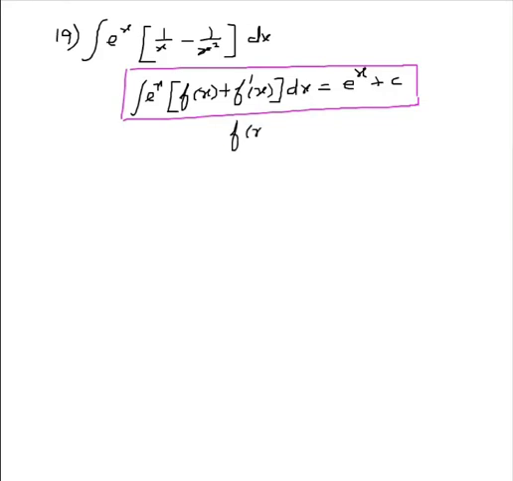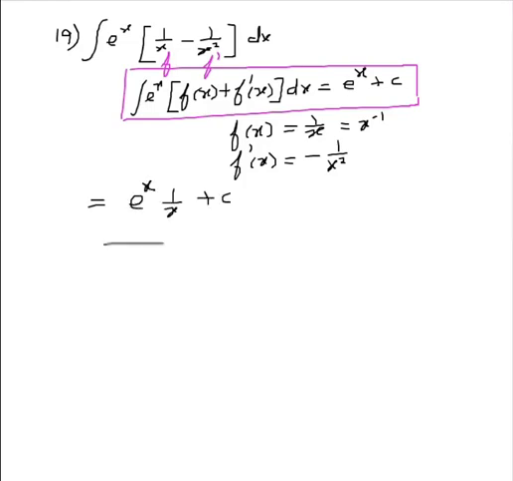In this question, f of x is 1 divided by x and f dashed of x is the differential of 1 by x, which is minus 1 by x square, because this can be written as x raised to minus 1. So minus 1 x raised to minus 2 it becomes, which is minus 1 by x square. This is f and this is f dashed. Therefore, the answer becomes e power x f of x plus c.